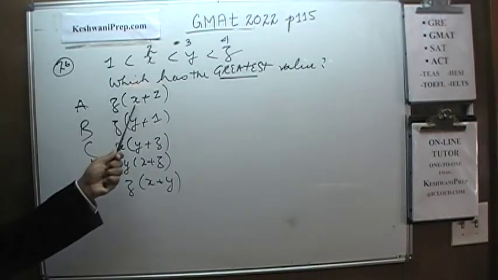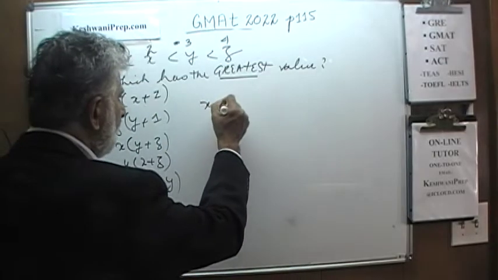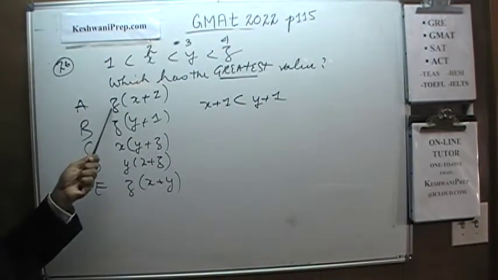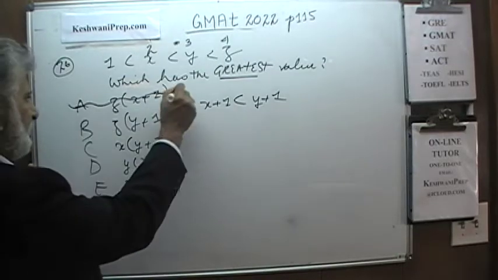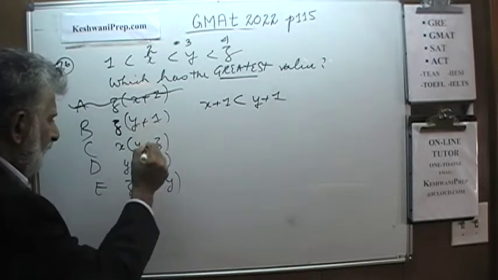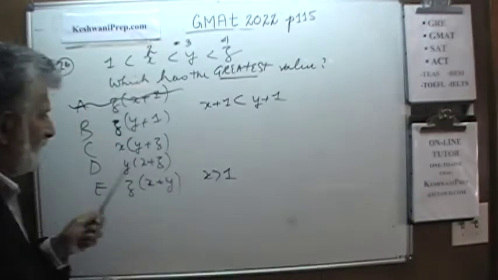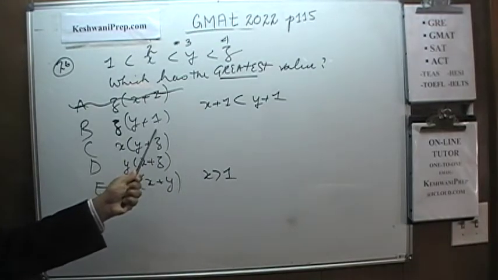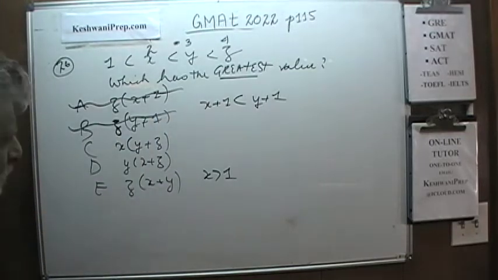Here we have z times x plus 1, and here we have z times y plus 1. Well, obviously x plus 1 has to be less than y plus 1 because x is less than y, which means quantity A is less than quantity B. If A is less than B, A cannot possibly be the greatest quantity. Similarly, here we have z times y plus 1, and here we have z times y plus x. X is more than 1. Since x is more than 1, x plus y is more than y plus 1. Therefore, B cannot possibly be it. The answer is either C, D, or E. Now we have to do a little bit more work.